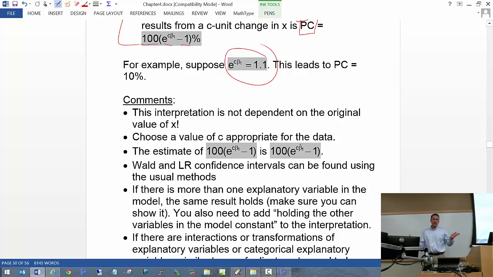So some comments. First of all, this interpretation is not dependent upon the original value of x, just like what we saw with the basic odds ratios that we were seeing in chapter 2, and also some of them in chapter 3. X falls out. That's why this is a nice way to interpret the effect the explanatory variable has on the response. Of course, choose an appropriate value of c for your data, just like in chapter 2.